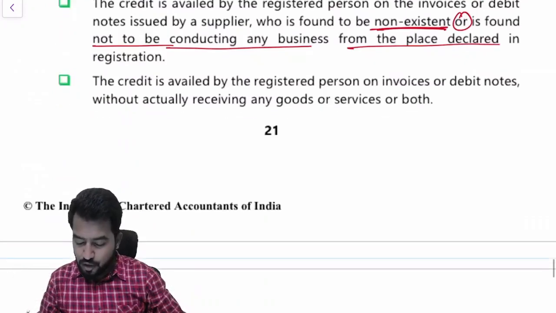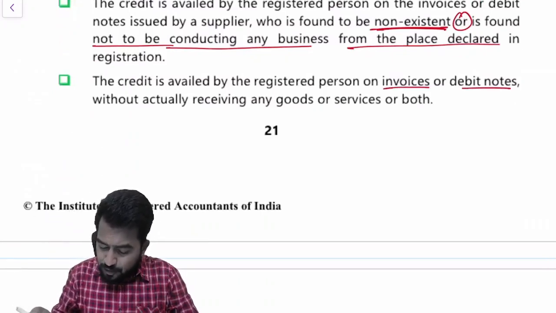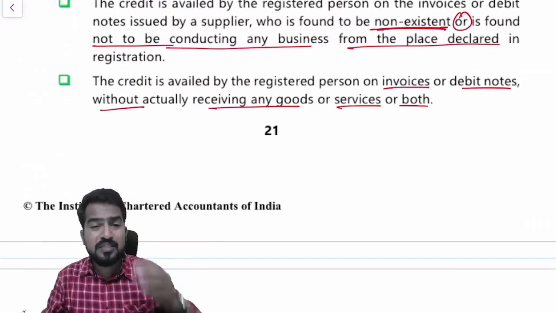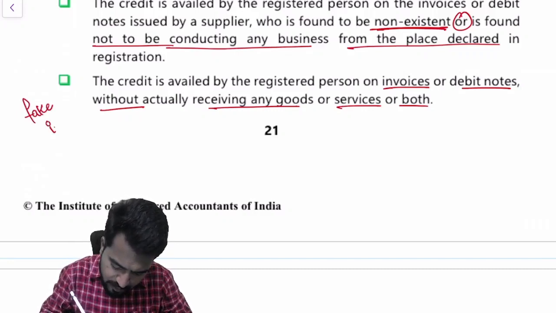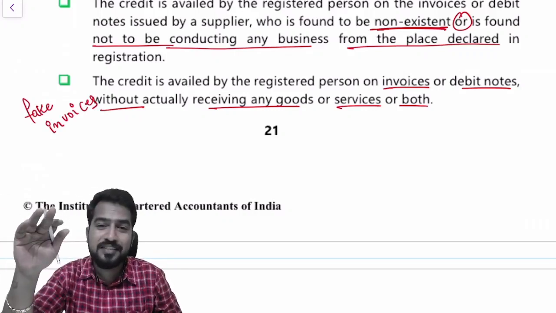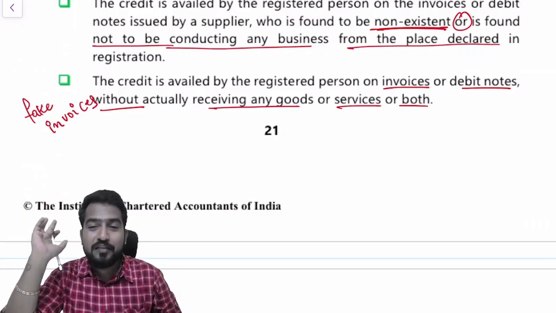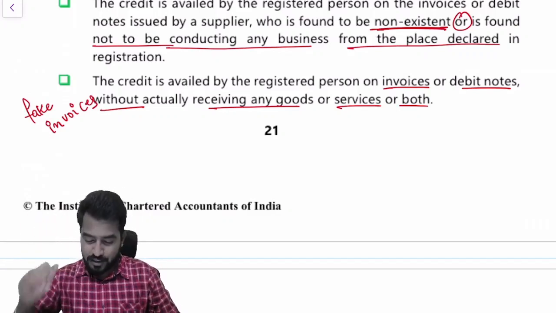In such a case, or you have availed the credit on invoices or debit notes without actually receiving goods or services or both. That means fake invoices or bogus invoices, my dear friend. You have not received the goods. That means that fellow has not sold you the goods. He has sold you the invoices. Take this invoice and avail GST credit, like that. So without receiving goods or services or both, you are receiving the invoice. Such a case.